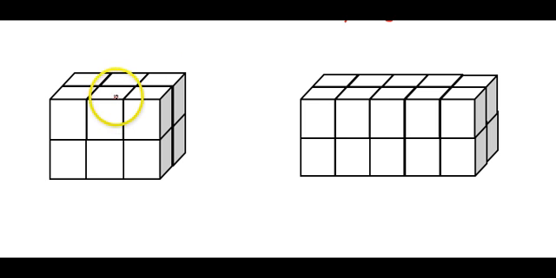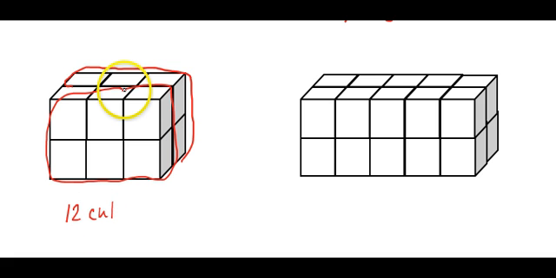In the next shape, I can see that there are 6 cubes that make up the front half of the shape, 3 on the bottom and 3 above. That means there will also be 6 cubes that make up the back half of the shape. So altogether, there would be 12 cubic units that make up this figure.